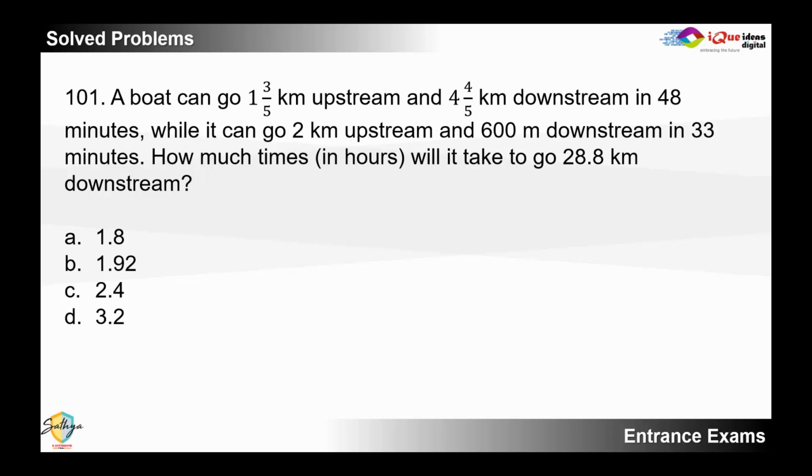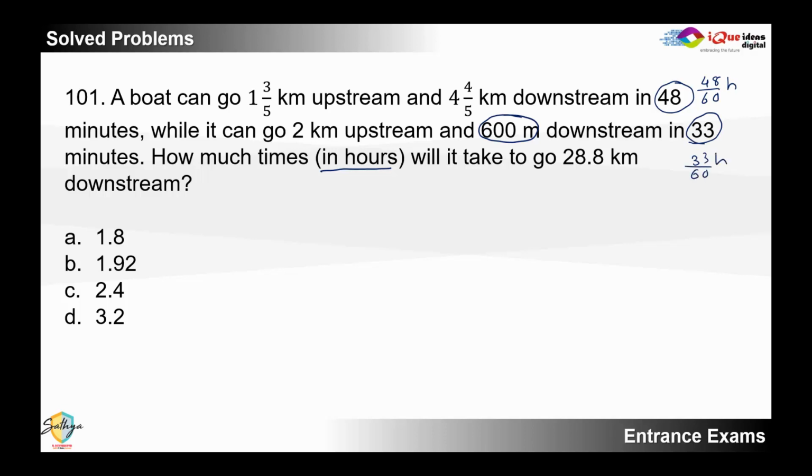Now, the very interesting part of this particular sum is that the units are all very different, right? Distances are given in kilometers for three of them, but one of them is 600 meters, so I need to be careful to convert it. And the time asked is in hours, so the time in minutes must also be converted to hours. So 48 minutes can be written as 48 by 60 hours, and 33 minutes can be written as 33 upon 60 hours.